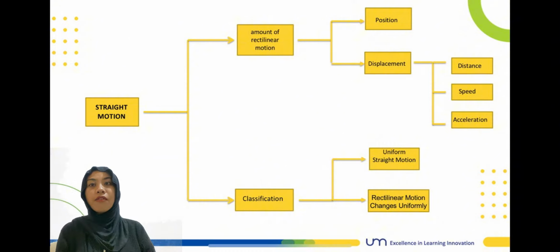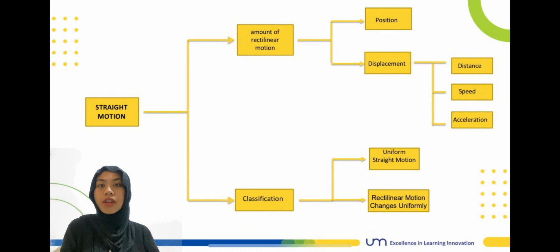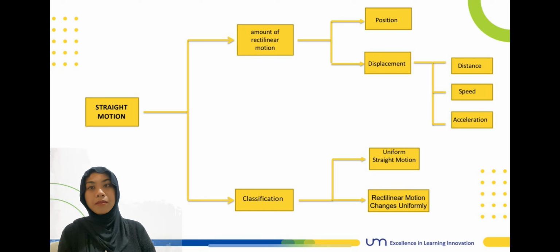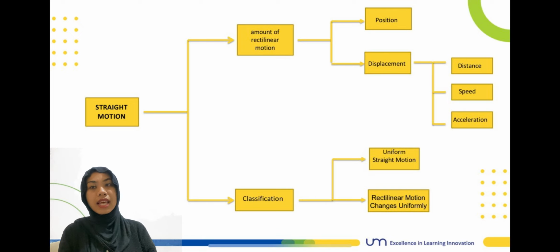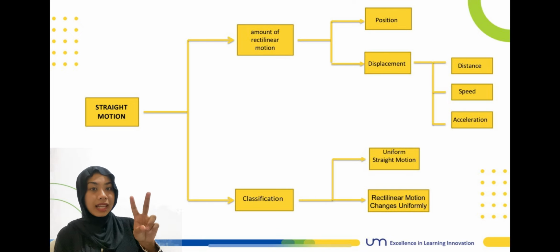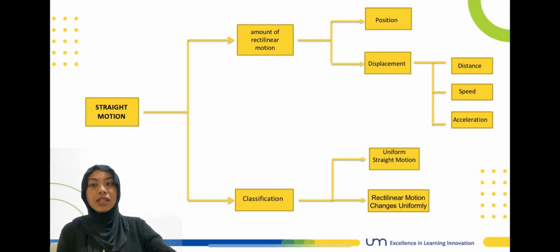Position in the context of rectilinear motion refers to the location or position of an object at a certain point in a straight path. Position is a quantity used to identify where an object is at a certain time. The second is displacement. Displacement is a quantity that measures the change in position of an object during movement. It shows how far the object has moved from beginning to the end of the movement in a straight line. Displacement can be expressed in units of length such as meter or kilometer.